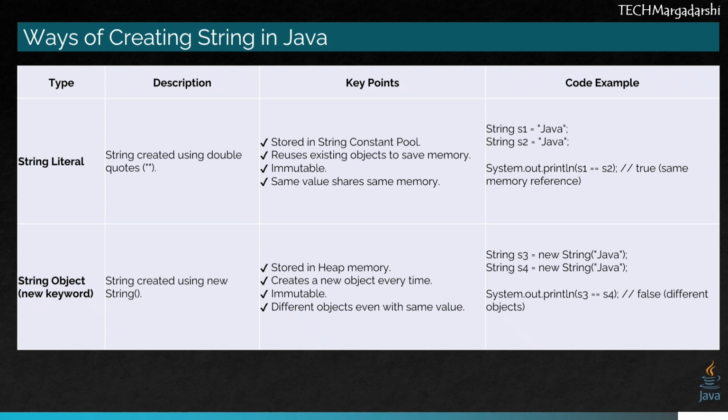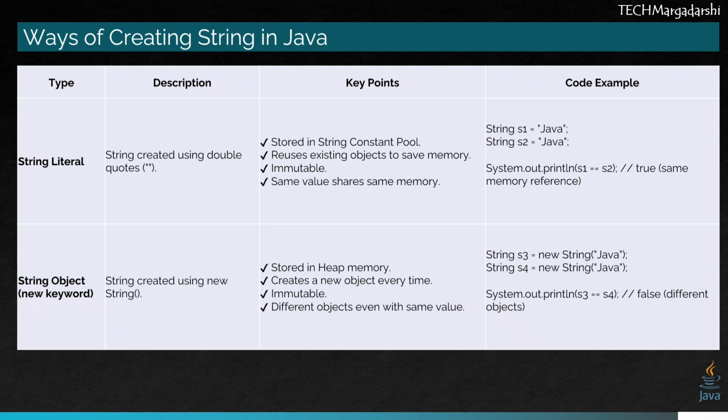In Java, strings can be created in two different ways, and understanding this is very important for interviews and memory management. The first way is using a string literal. When we create a string using double quotes, Java stores it in the string constant pool. If another string with the same value already exists, Java reuses the same object, which helps save memory.